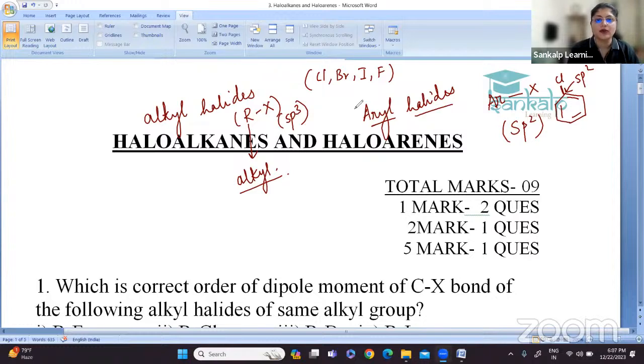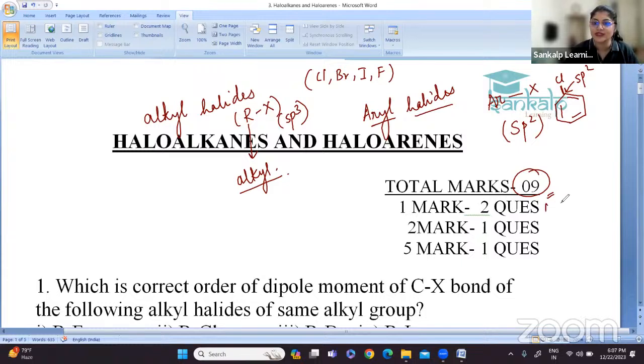Yes, okay, good. So this particular chapter from organic chemistry, that is haloalkanes and haloarenes. For your board exams, this lesson fetches you around 9 marks. Out of these 9 marks, the distribution is: 1 mark, 2 questions are asked.